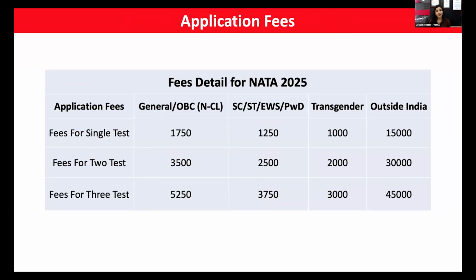Application fees. Earlier it was very different for male and female, but this year it is the same for everyone. For a single test, if you are giving for general category, it is 1,750. For SC, ST, EWS, PWD category, it's 1,250. For transgender, it is 1,000. And for outside India, it's 15,000.